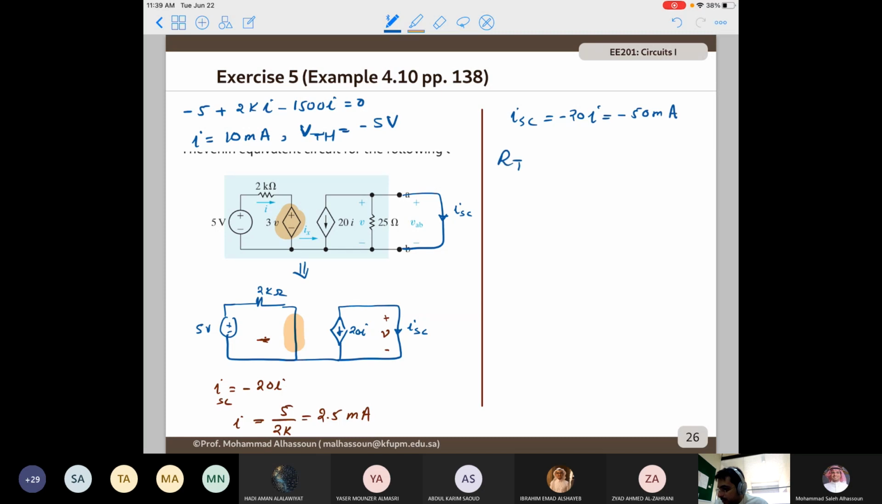So R Thevenin will be V Thevenin divided by I short circuit. So V Thevenin was 5 volt, I short circuit is minus 50 milliampere. So R Thevenin will be 100 ohm. R should be positive here.